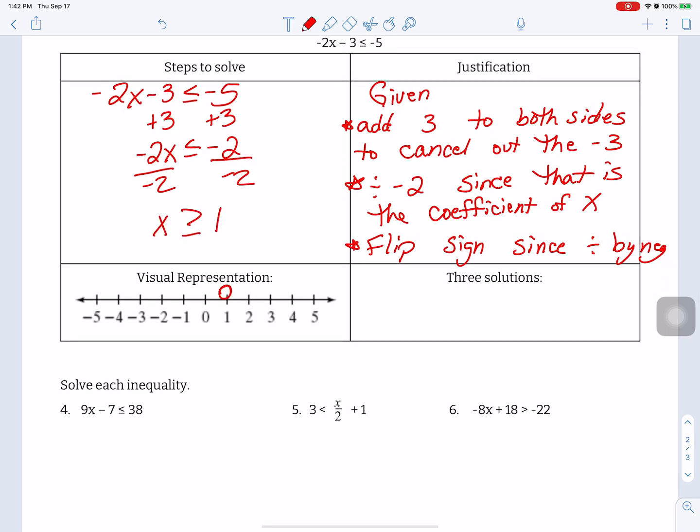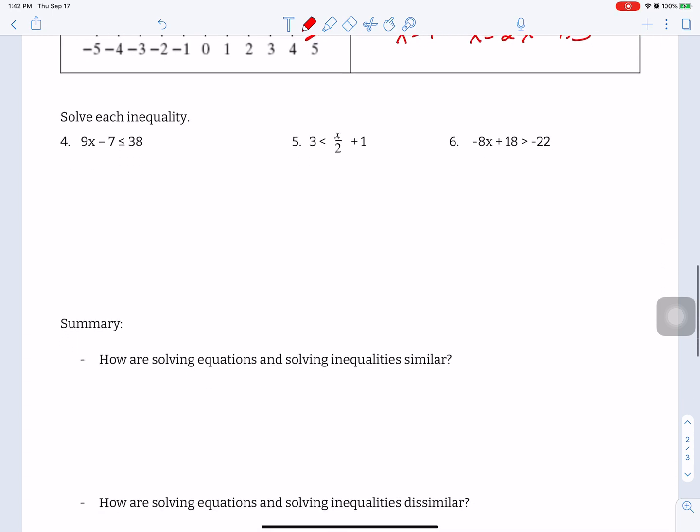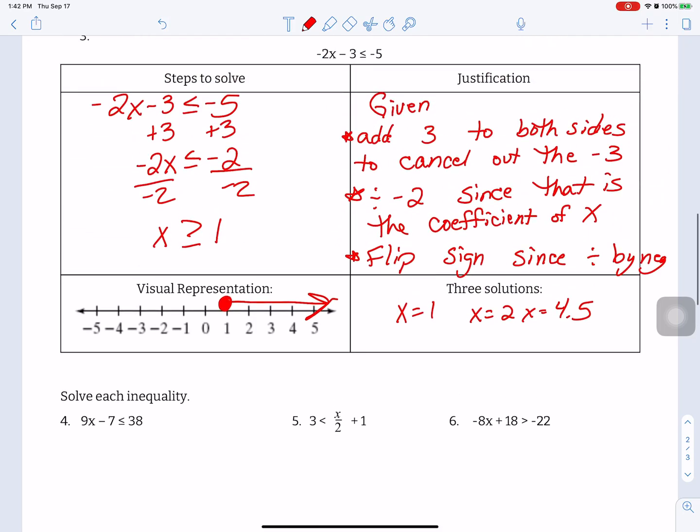So at 1, I put in a solid circle with a dot. And then if I look at it, is negative 5 greater than 1 or is 5 greater than 1? 5 is, so it's going to be this direction. And then x equals 1, x equals 2, x equals 4.5. All of those are going to be solutions that are true. There's hundreds and millions of solutions and actually an infinite number of solutions. You're just picking 3. Down here, we're working on just solving that inequality. So you're just doing the work that you did up in these boxes here.